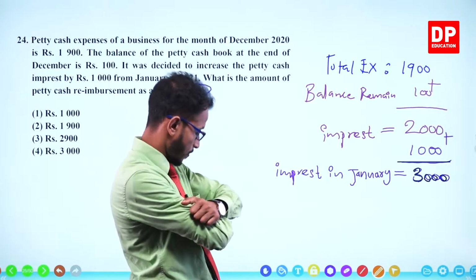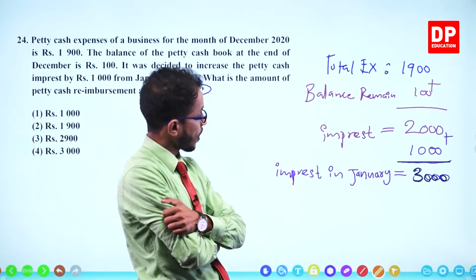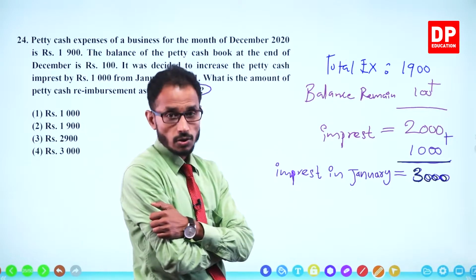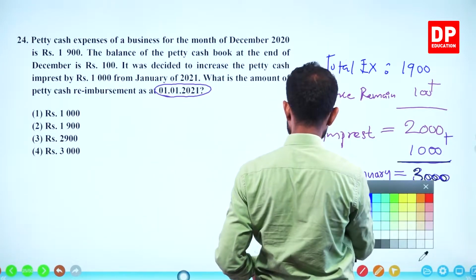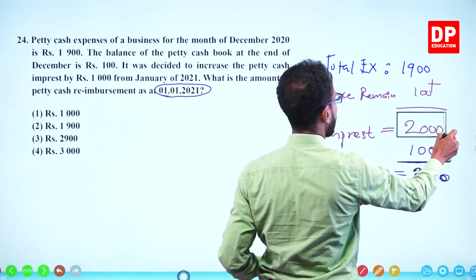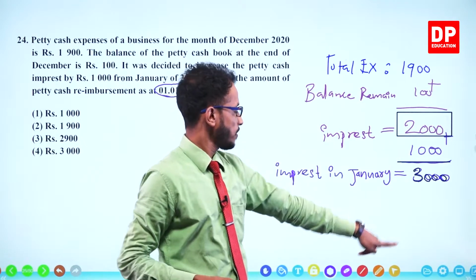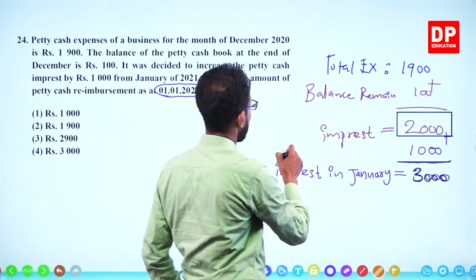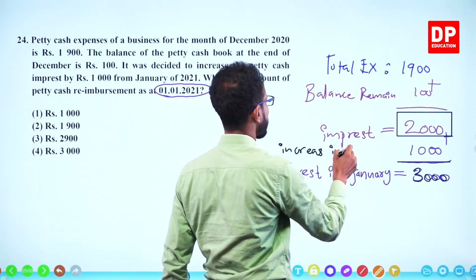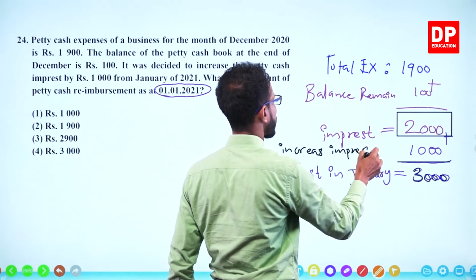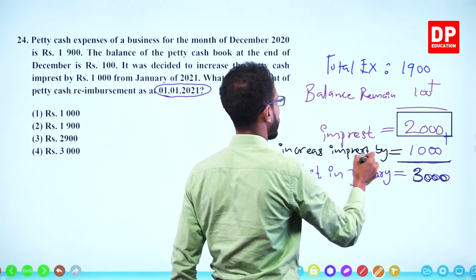Okay. Now, children, the problem is this. Originally, the petty cash imprest was 2,000. This is the original imprest. Then it was decided to increase the imprest by 1,000.